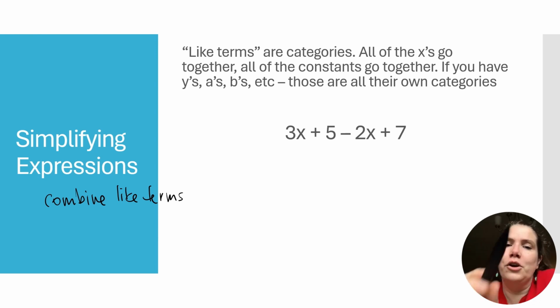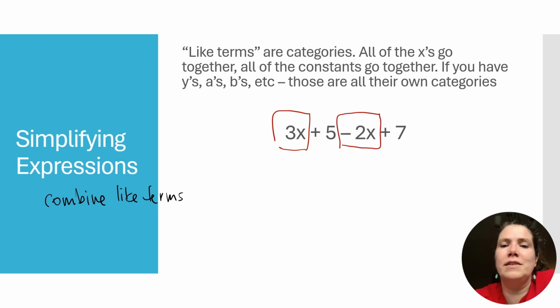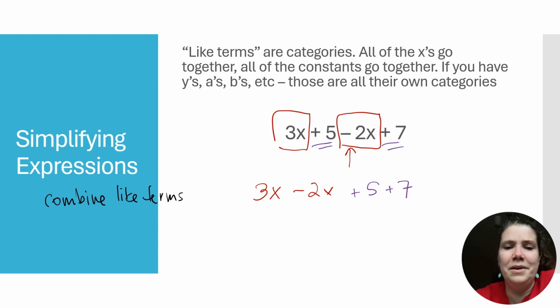So looking at combining like terms, I have 3 x's here and I have minus 2 x's here. Make sure that minus 2x sticks with the term because minus 2x is the same as negative 2x. So we're going to take those guys together, 3x and minus 2x. And then I'm going to look at my other things, what's left over. And left over, I have plus 5 and plus 7. I'll just put those guys over here on their own little side.